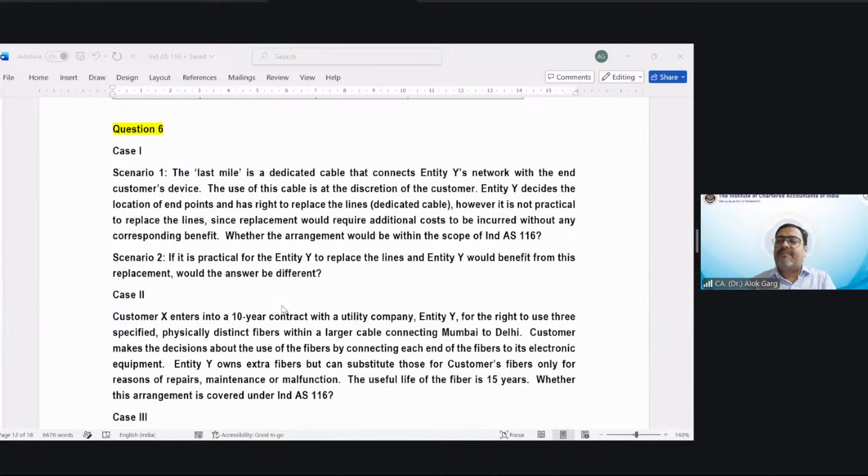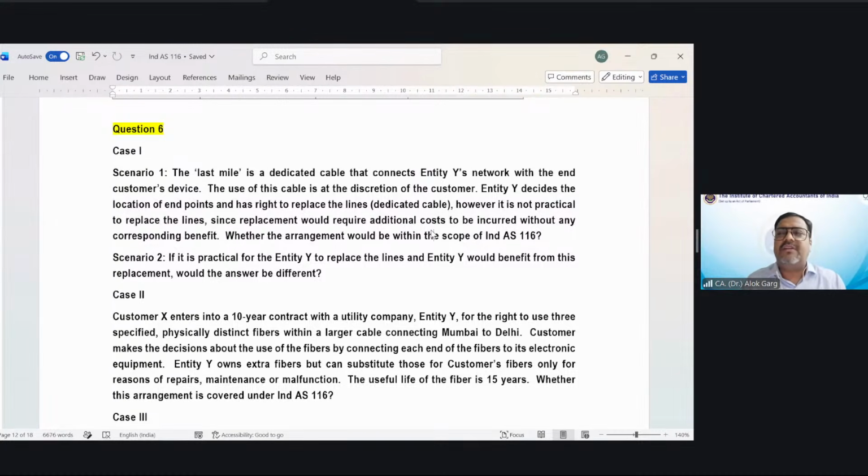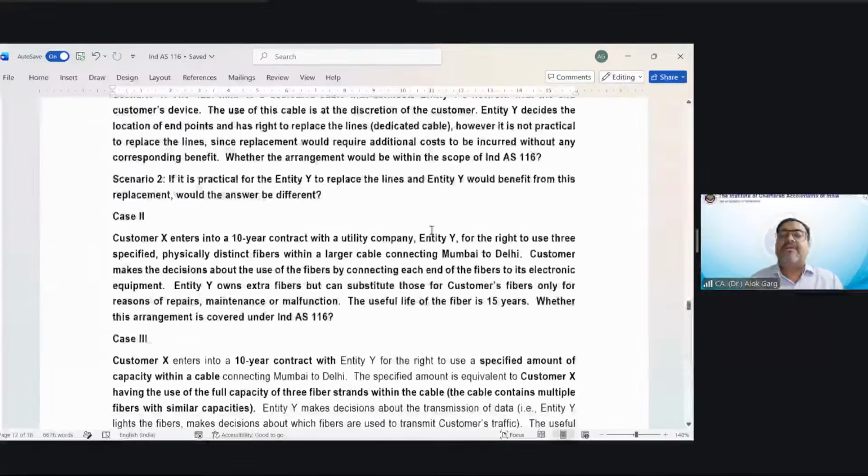So friends, for making any asset an identified asset, number one, it has to be explicitly or implicitly identified in the contract. Number two, the lessor should not have a substantive right to replace the asset, meaning the lessor should not get any benefit by replacing the asset. And this is an identified asset, meaning it is physically distinct, the cable. So whether this arrangement would be within the scope of Ind AS 116 is about the concept of identified asset. In this case, it is explicitly or implicitly mentioned in the contract, and the lessor does not have a substantive right to replace the asset. So it will be covered under the concept of identified asset.